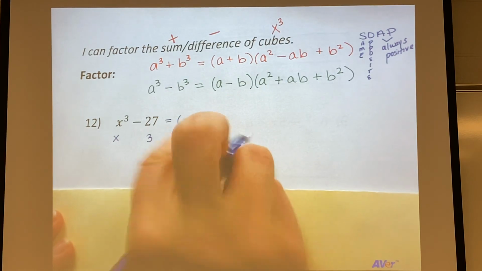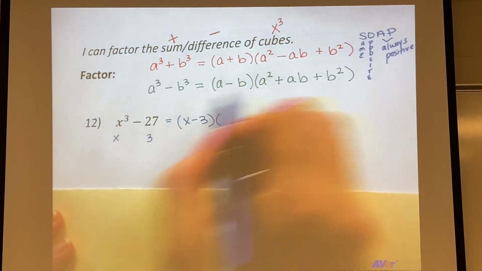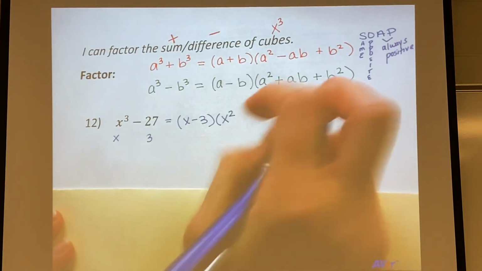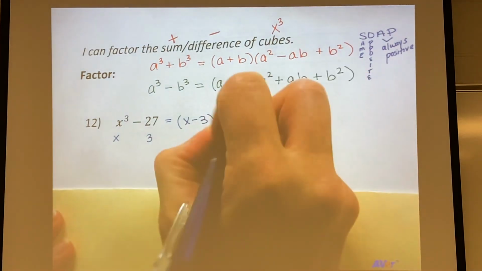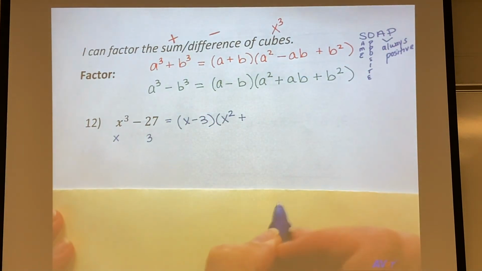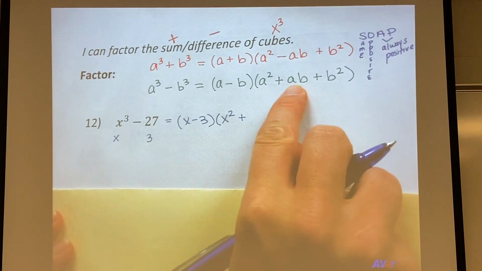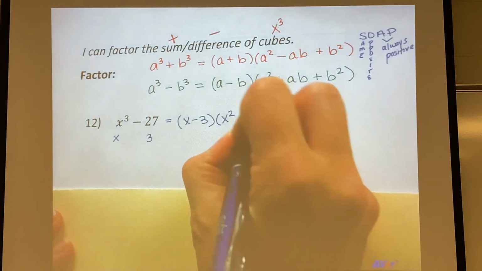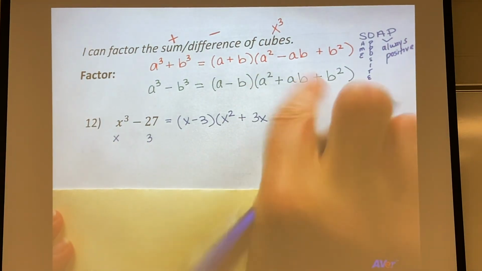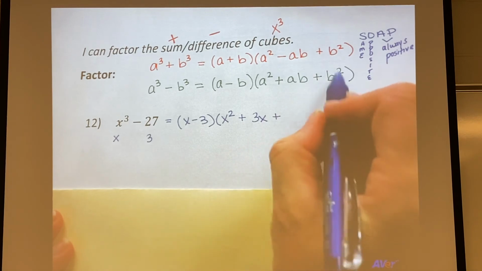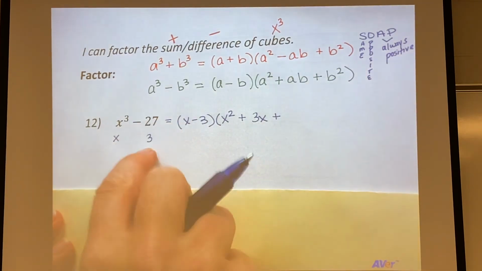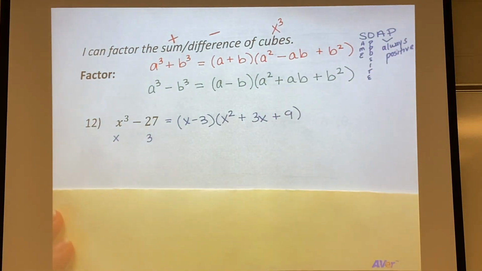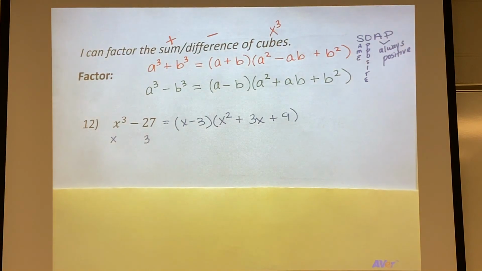That's the same sign. Now the next thing says to take your a, that's our x in this case, and square it. So we'd have x squared. The next sign should be the opposite. So we'd put a plus sign in there. Then it tells us to multiply our two cube roots together. So I'm going to take x times 3, which is of course 3x. The last sign is always positive, and I'm going to take the b part and square it. So here's my b. My b was 3. So I'm going to square it, so that's 9. So x minus 3 times x squared plus 3x plus 9.